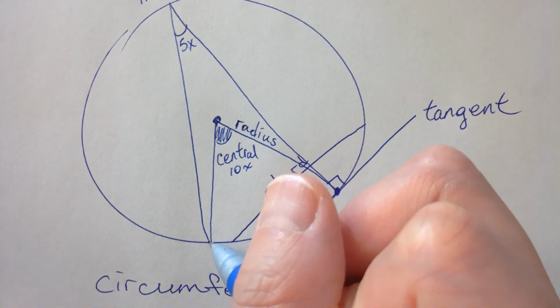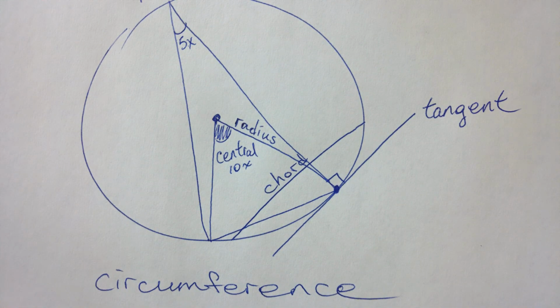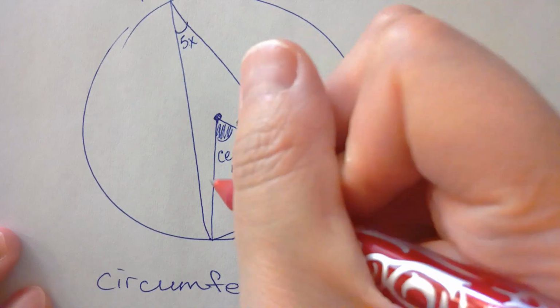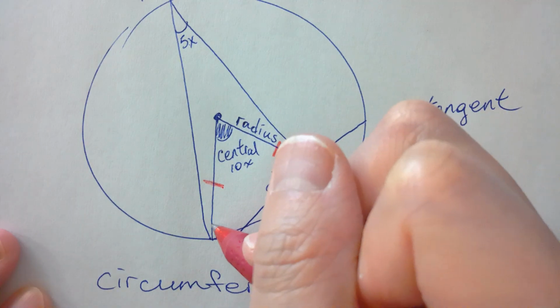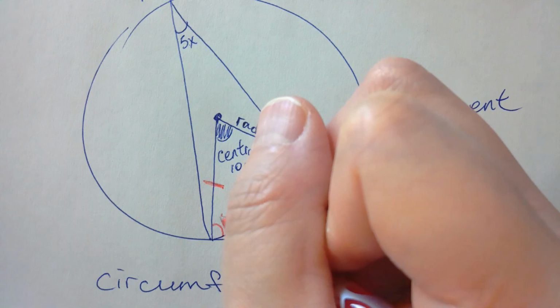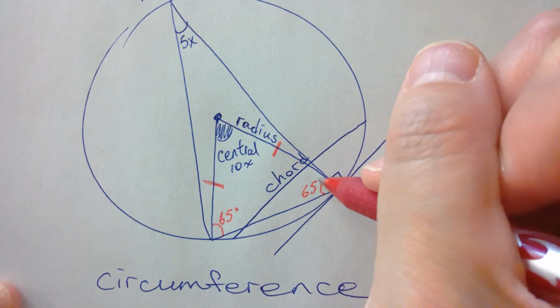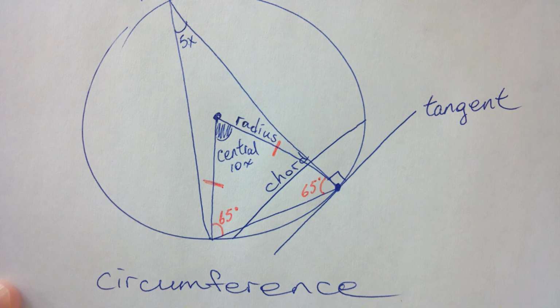Let's do another chord right here. What type of triangle is that? Isosceles. That's right, because my two radii are always the same on both sides. So if I say that this angle right here is 65, then my central angle would be how much? 50.